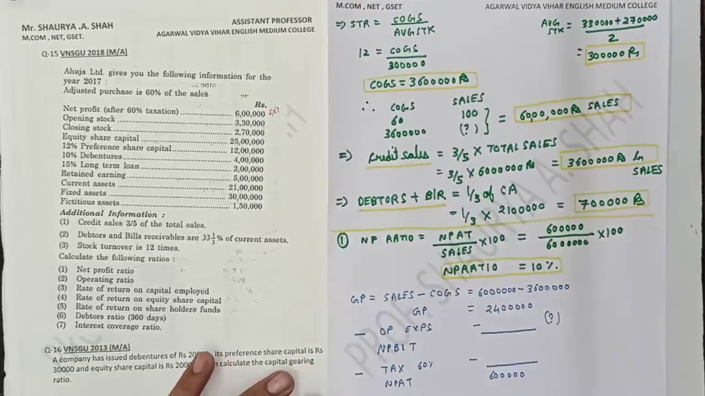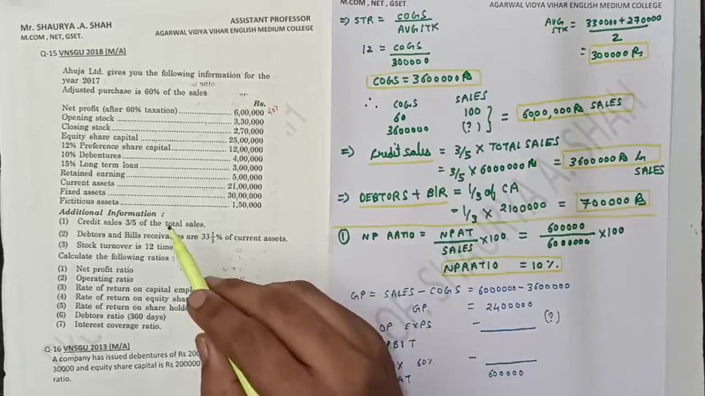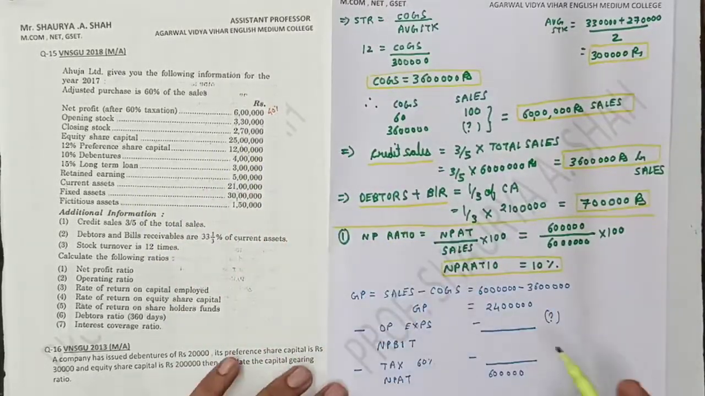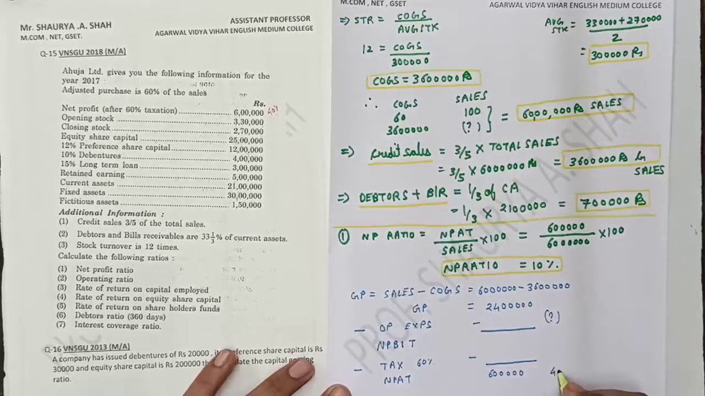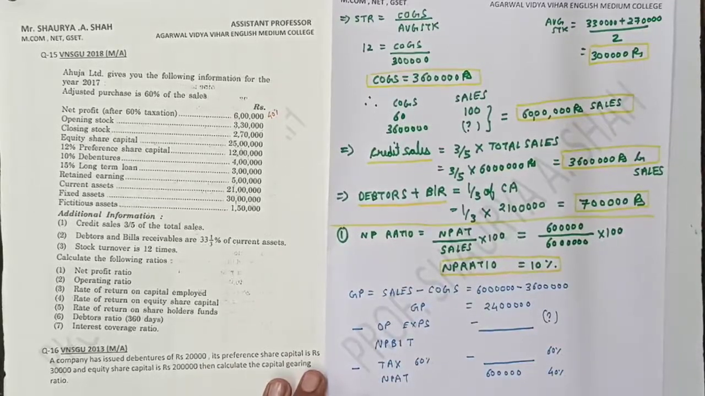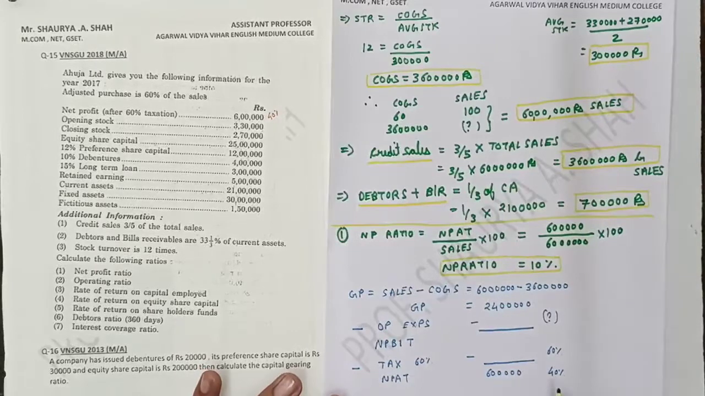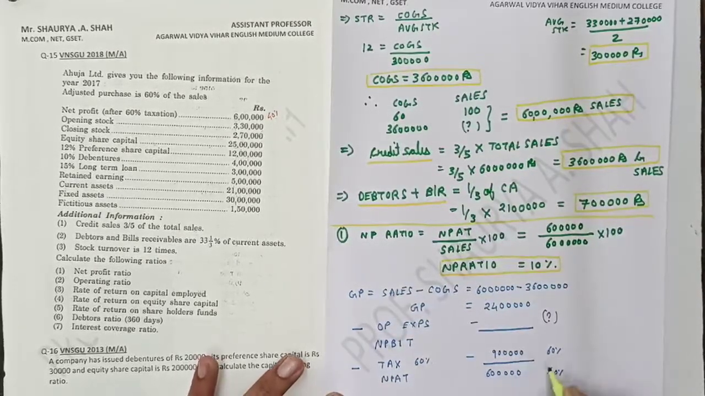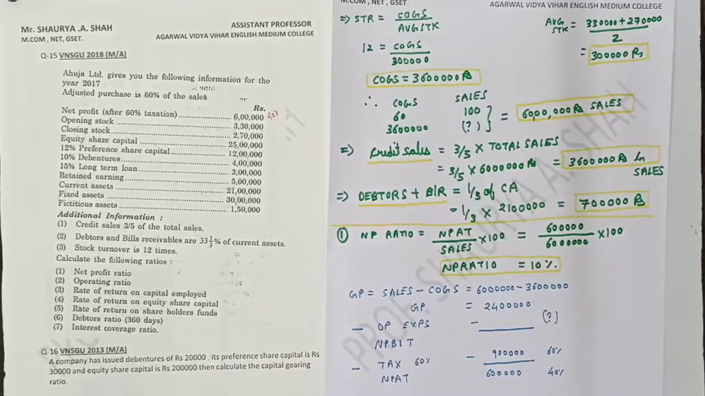So I told you in the beginning that if it is after deducting 60% of tax, then the remaining amount will be 40%. So what will be the 60%, right? If you calculate 6 lakh into 60 divided by 40, that gives me the answer of 9 lakh. So 9 lakh rupees tax I have paid, right?